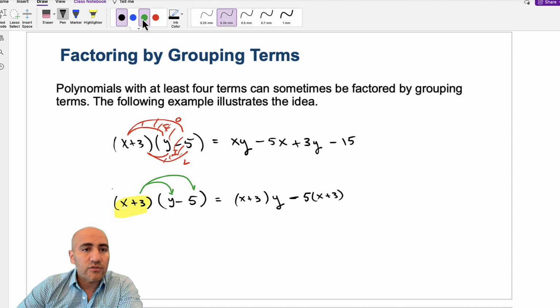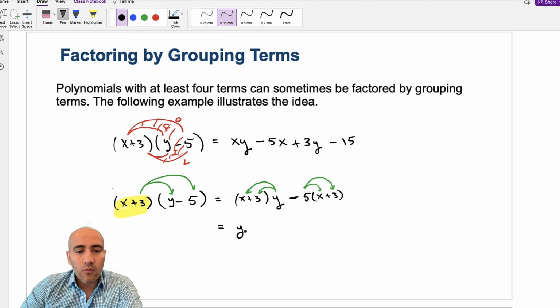Okay, so next we use distribution one more time and multiply y times x and y times 3. And then we distribute this minus 5 to the x and to the positive 3. And so again we get yx plus 3y minus 5x minus 15. And it's pretty much the same answer as that one, except maybe just switch some stuff around. Remember, the order doesn't matter as long as we carry the sign. So minus 5x is that second term there, plus 3y is the third one, so it looks the same.